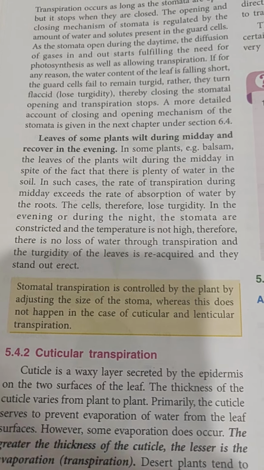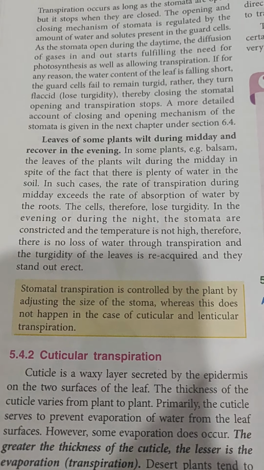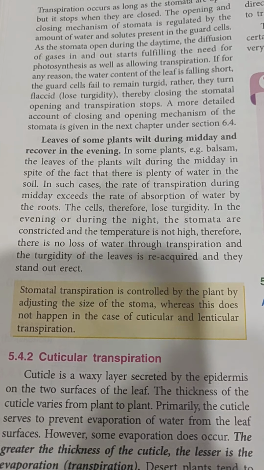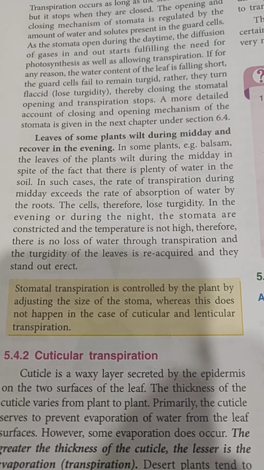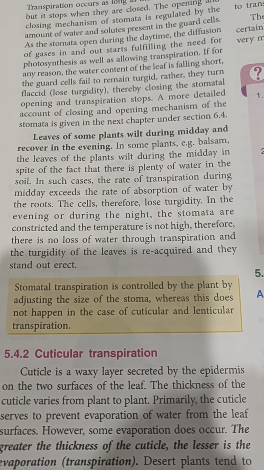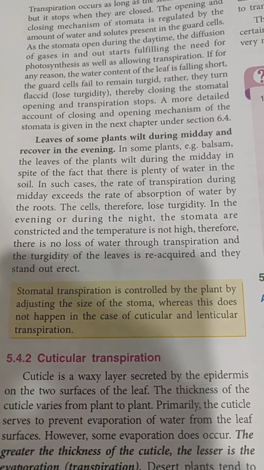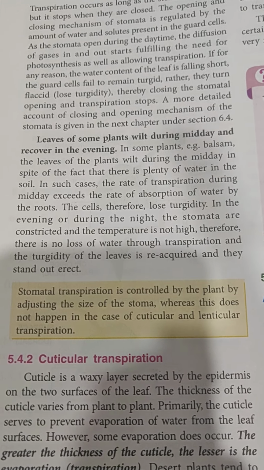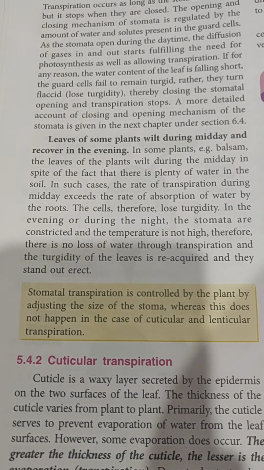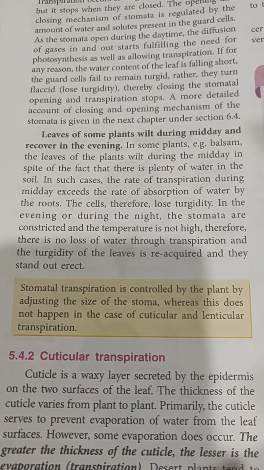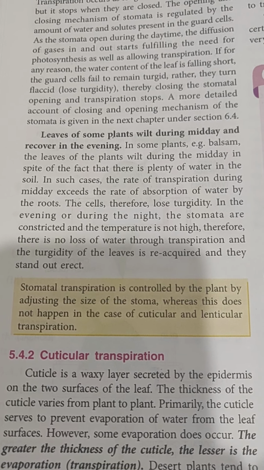And in the evening, what happens? During the night, stomata remain closed, temperature comes down a little, so there is no loss of water through transpiration. That means the water that is absorbed is not lost, so the turgidity of the leaves is regained. They become turgid and they are not wilting anymore, they stand out erect.